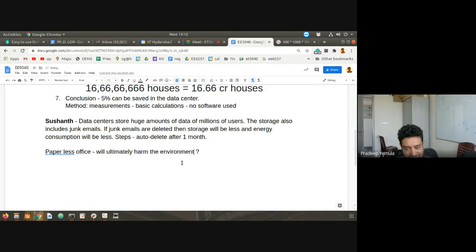Okay, so I have kept a question mark. One reason for going for a paperless office is that papers come from trees and we are cutting down trees for writing and getting the papers. So if we don't use papers, then fewer trees are cut, and it is better for the environment. But now you are saying that it may ultimately harm the environment in the form of increased storage and increased energy consumption. So this is again a question, a matter to explore and investigate.